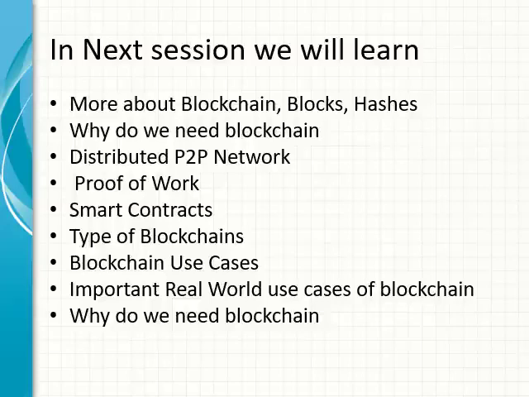Then why do we need the blockchain? We have to learn about the distributed peer-to-peer network, proof of work, and smart contracts. The contracts are between the participants in the nodes, because whenever there is a business, this business happens with some conditions. In blockchain technology, proof of work and smart contracts are the new technical terms. Then we have to learn the types of blockchains, blockchain use cases, and the real world use of blockchain.